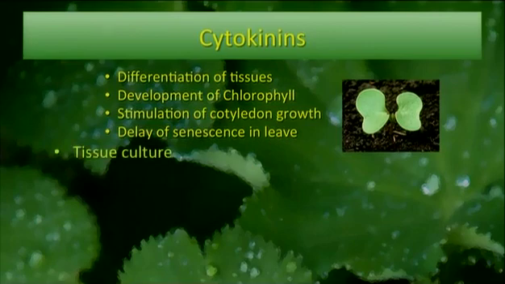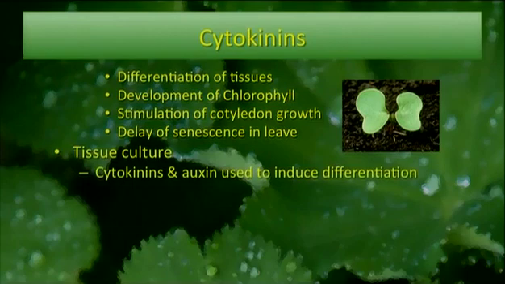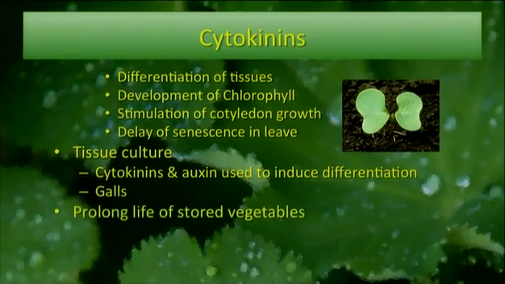Of course, cytokinins are used in tissue culture. So cytokinins and auxins are used to induce differentiation of different tissues, because you could get some kind of non-differentiated stem cells, sort of like a meristem cell, and use them to differentiate them into roots or leaves. You can get them from galls. And they prolong the life of stored vegetables.